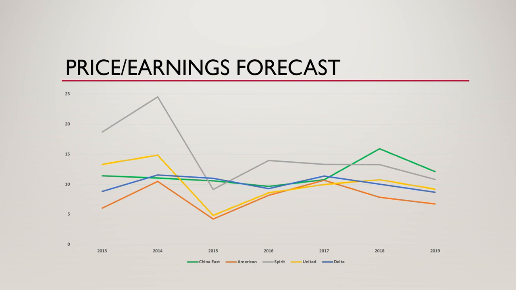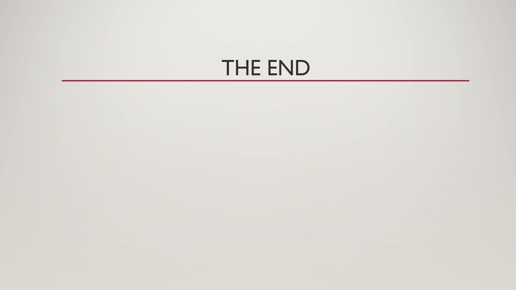And then our forecast for price to earnings, we got China East is actually high, although I think their forecast is a bit high. Spirit, second place, I think they should actually be in first place. And then the last three bringing up the rear around 5 to 10%. And that's it.